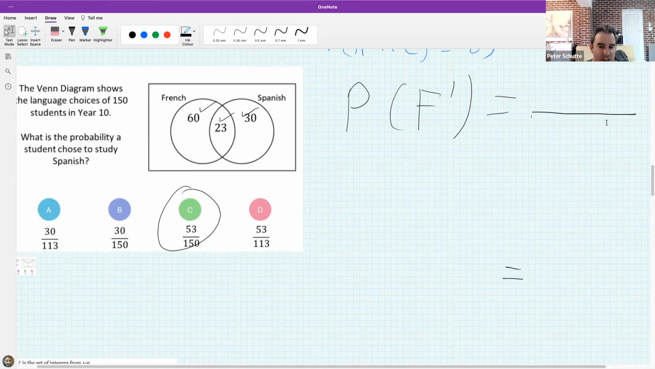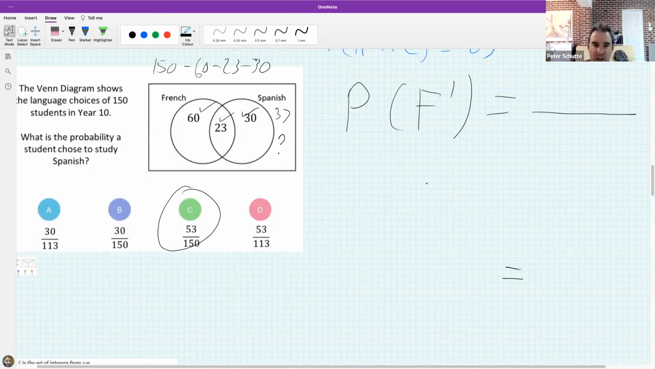So this is a little bit more sneaky. One of the things we haven't looked at is, are there any people who don't study French or Spanish? To work that out, I'm going to go 150 minus all the regions that I have. So 150 minus that. So I get 37 for that region.